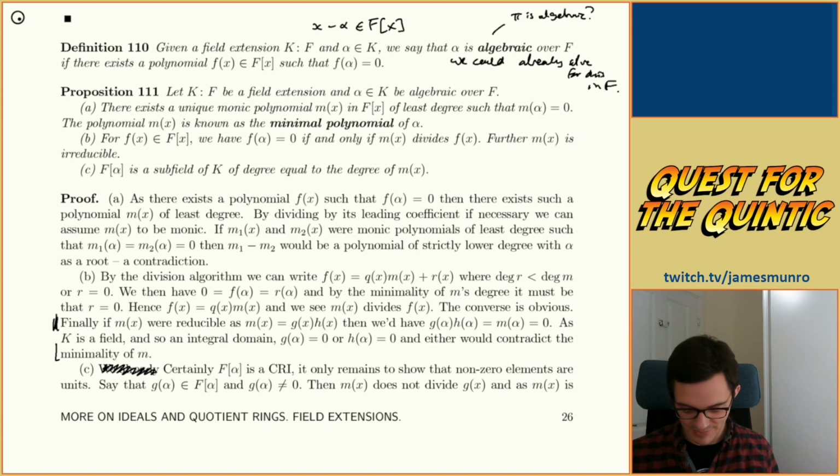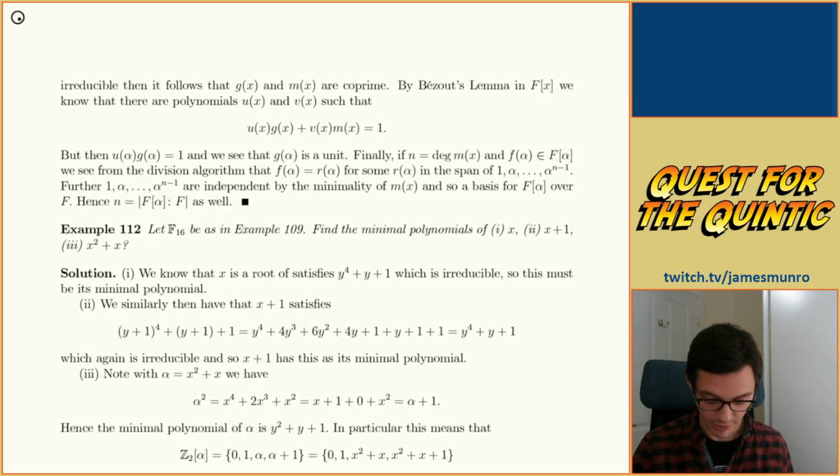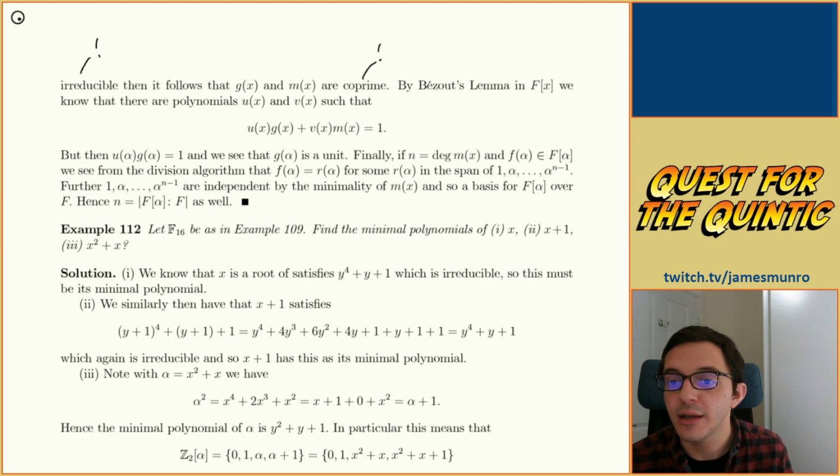And as m is irreducible, it follows that g and m are coprime. They don't have anything in common. By Bezout's lemma in F, we know that there are... I've got to understand coprime and irreducible a little bit more. These are not comfortable right now. We know there are polynomials u and v such that those things combine to 1. Okay, fine. Bezout. g is a unit.